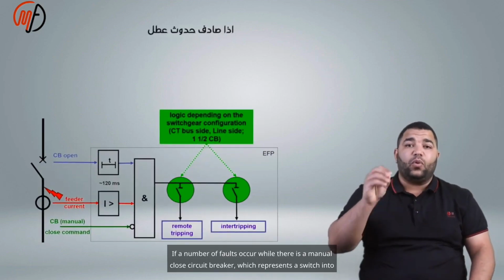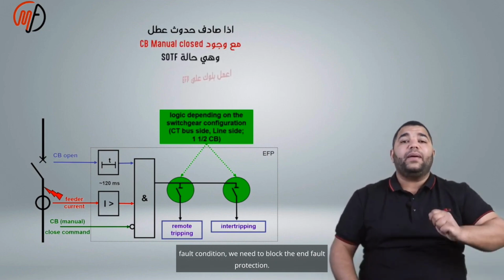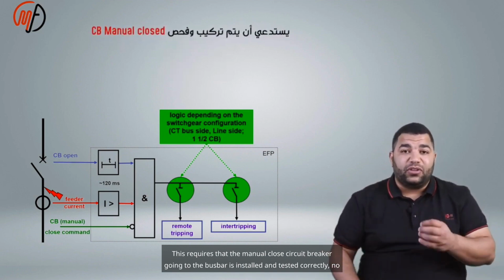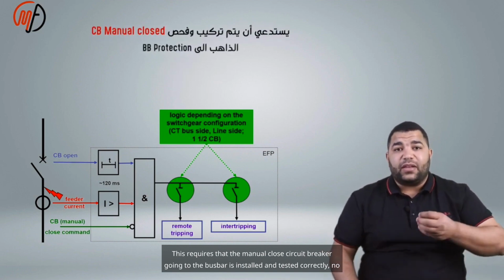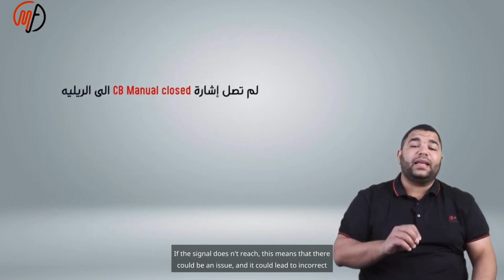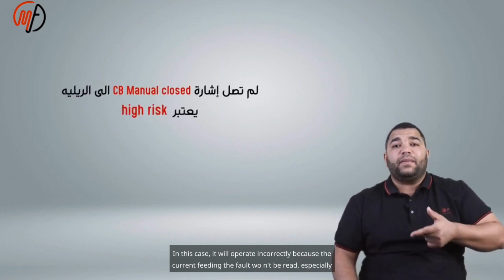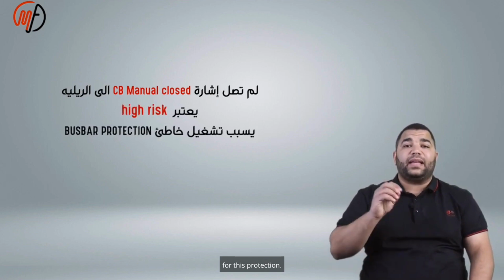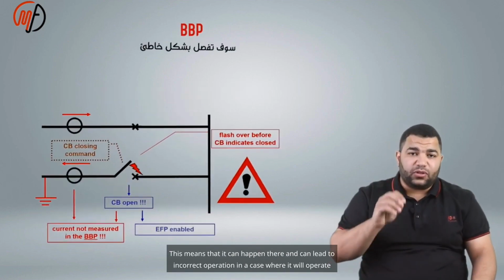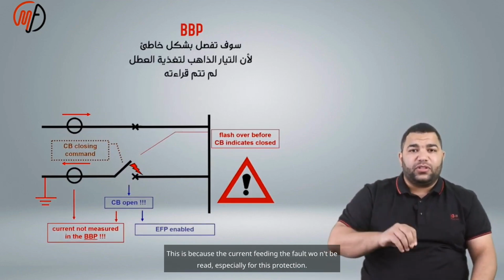If a fault occurs while there is a manual closed circuit breaker, which represents a switch into fault condition, we need to block the end fault protection. This requires that the manual closed circuit breaker signal going to the bus bar protection is installed and tested correctly, no doubt about it. If the signal doesn't reach, this means that there could be an issue and it could lead to incorrect operation. In this case, it will operate incorrectly because the current feeding the fault won't be read, especially for this protection.